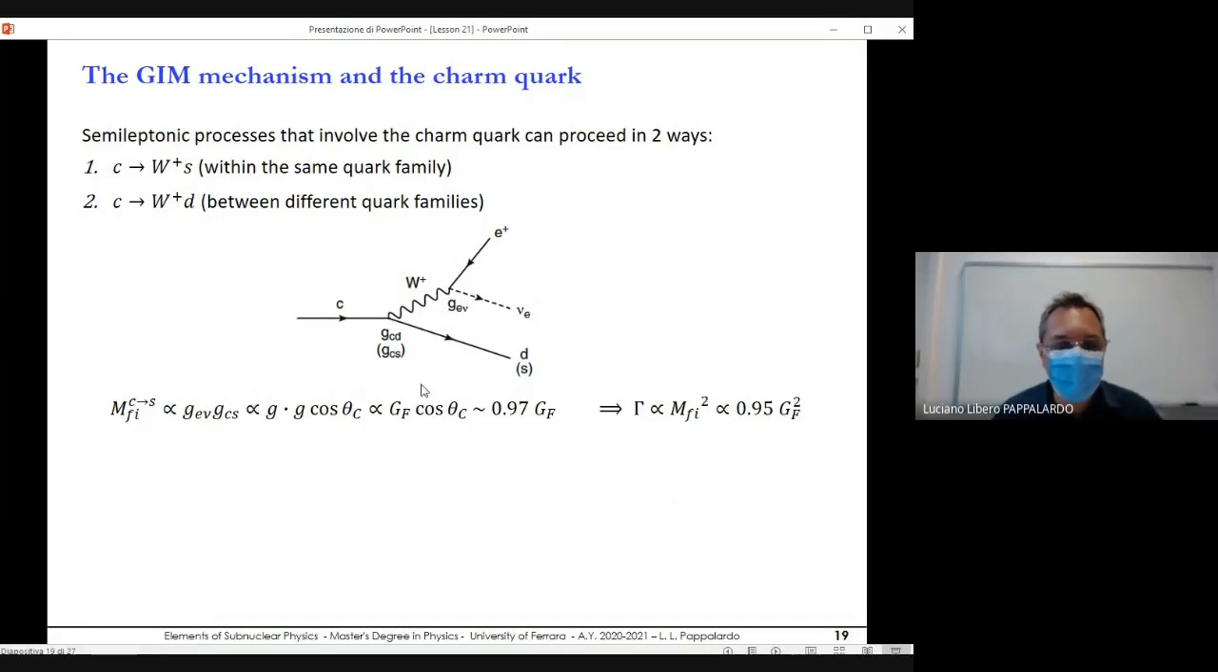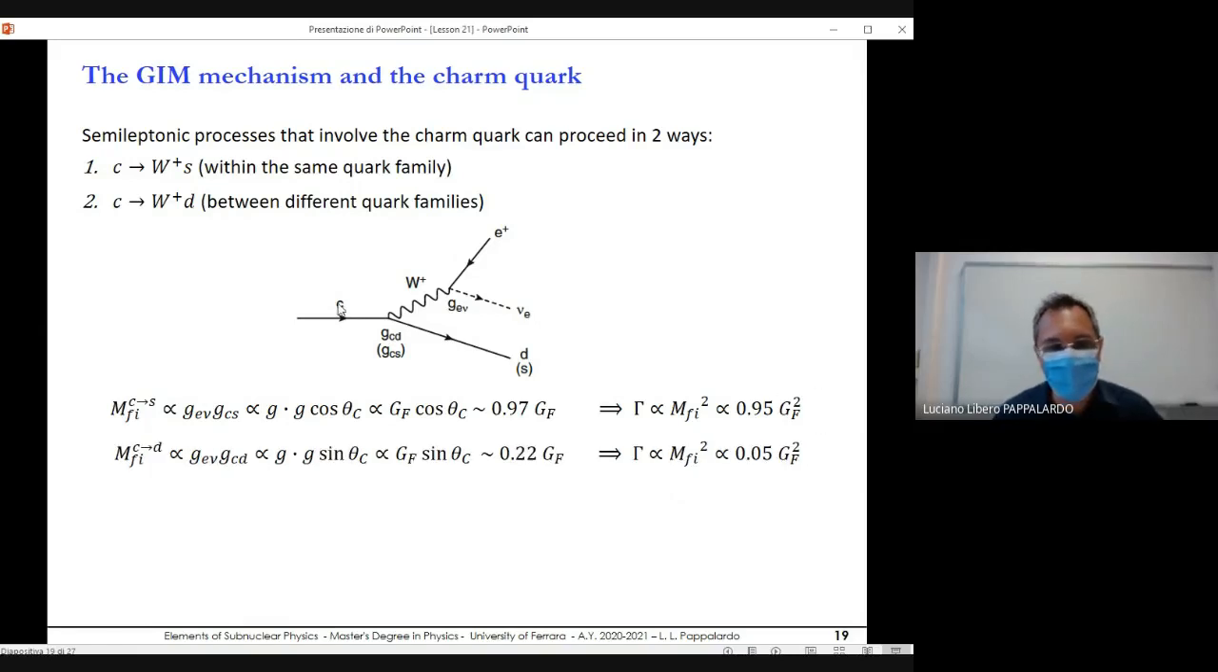Okay, so let's consider the transition between the charm into strange, first of all. So it is proportional to the two couplings, G_cs and then the G electron, the electronic one. For the electron, this is just the pure G coupling, and for the G_cs, it is G cos theta Cabibbo. So overall, this is proportional to the Fermi constant times the cosine, so 0.97 times the Fermi constant. And then when you calculate the decay rate, you have to square this, and so at the end you get 0.95 times the squared Fermi constant.